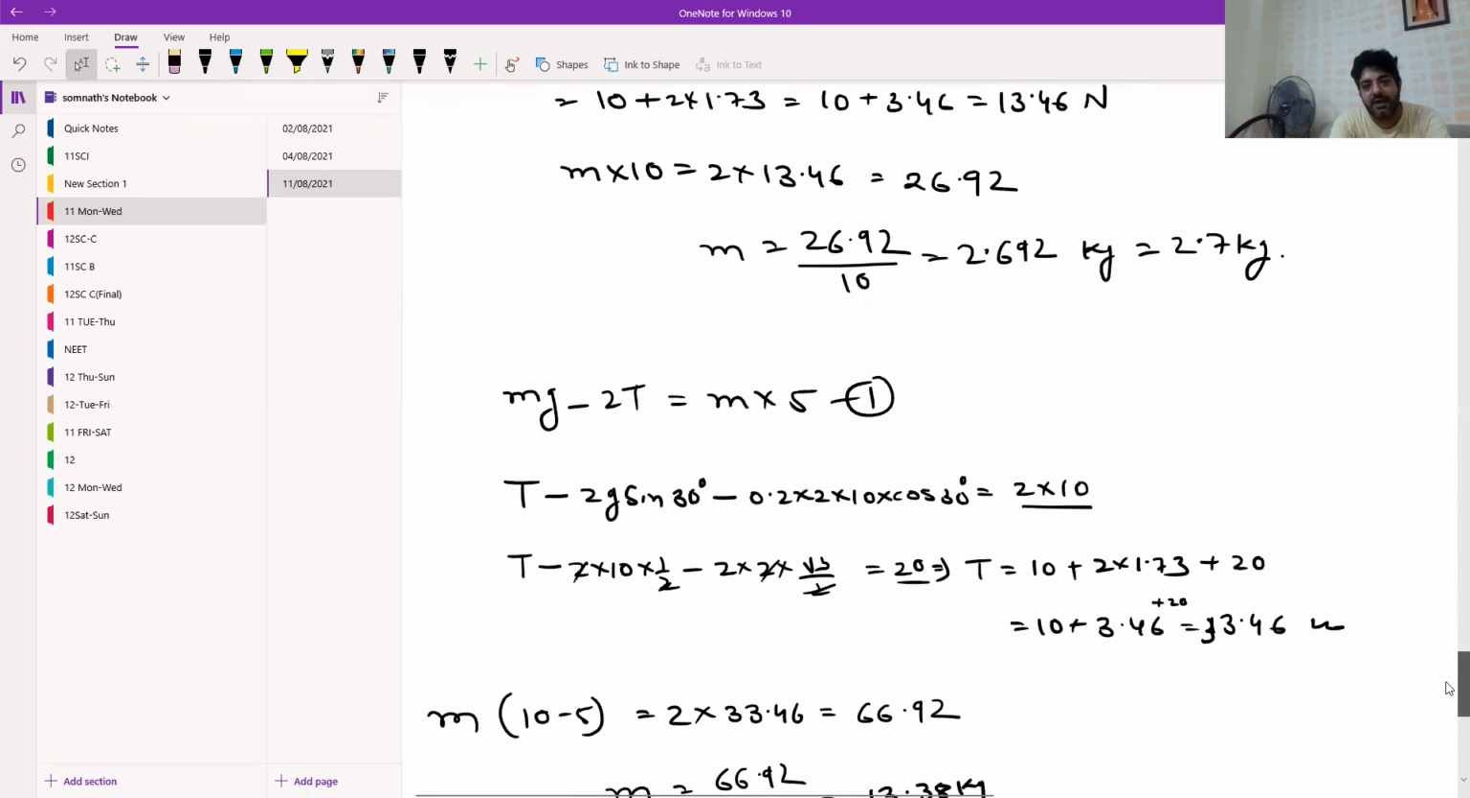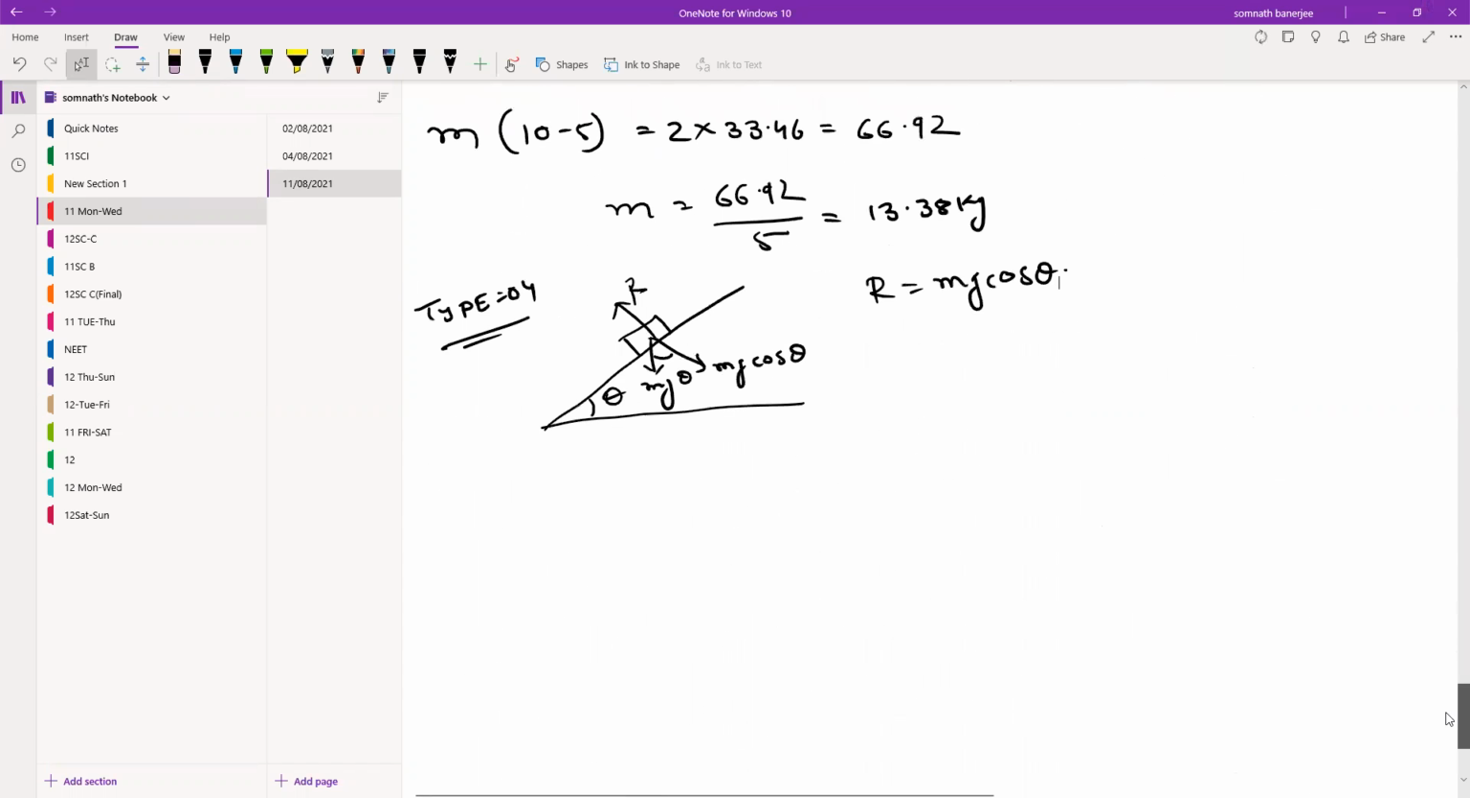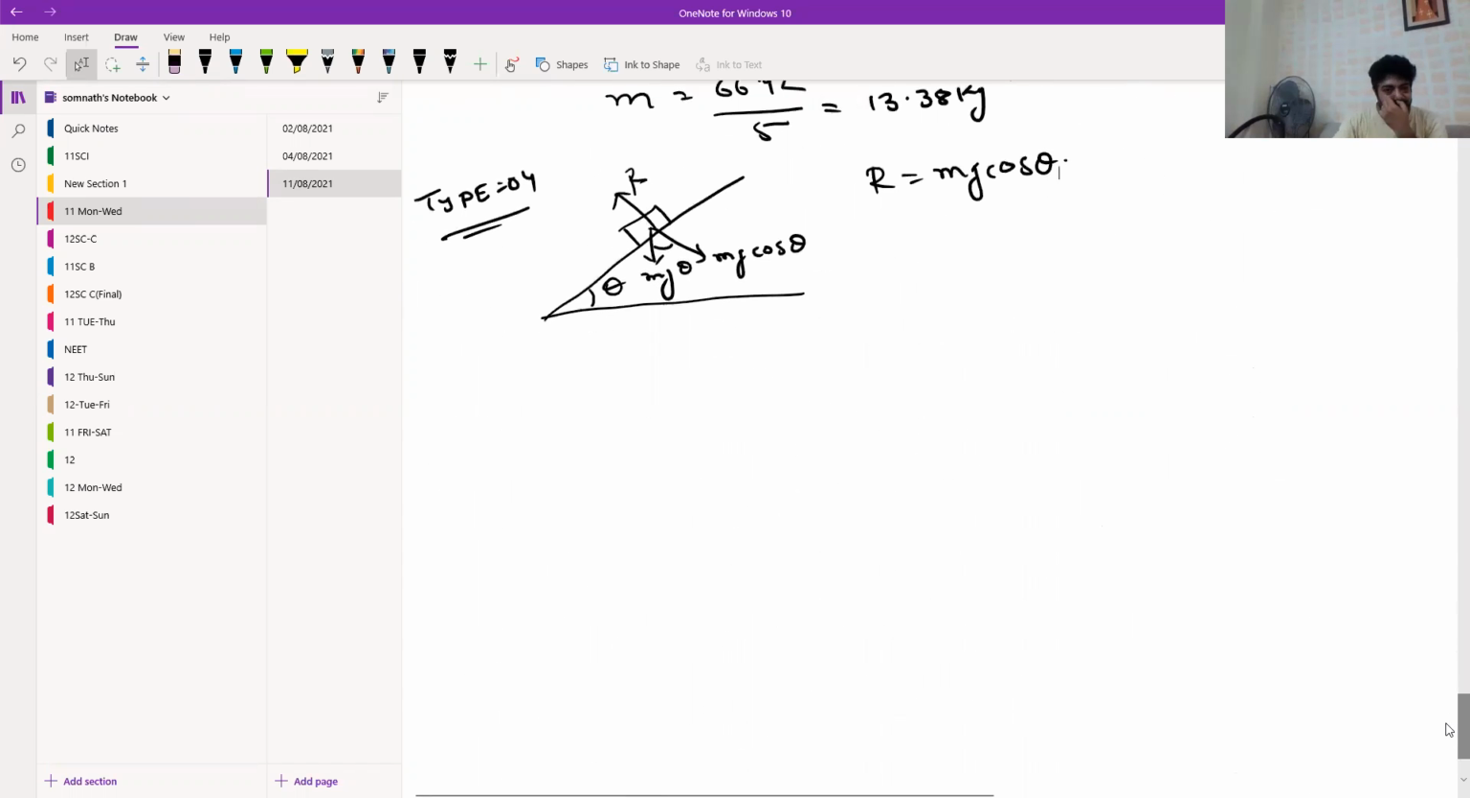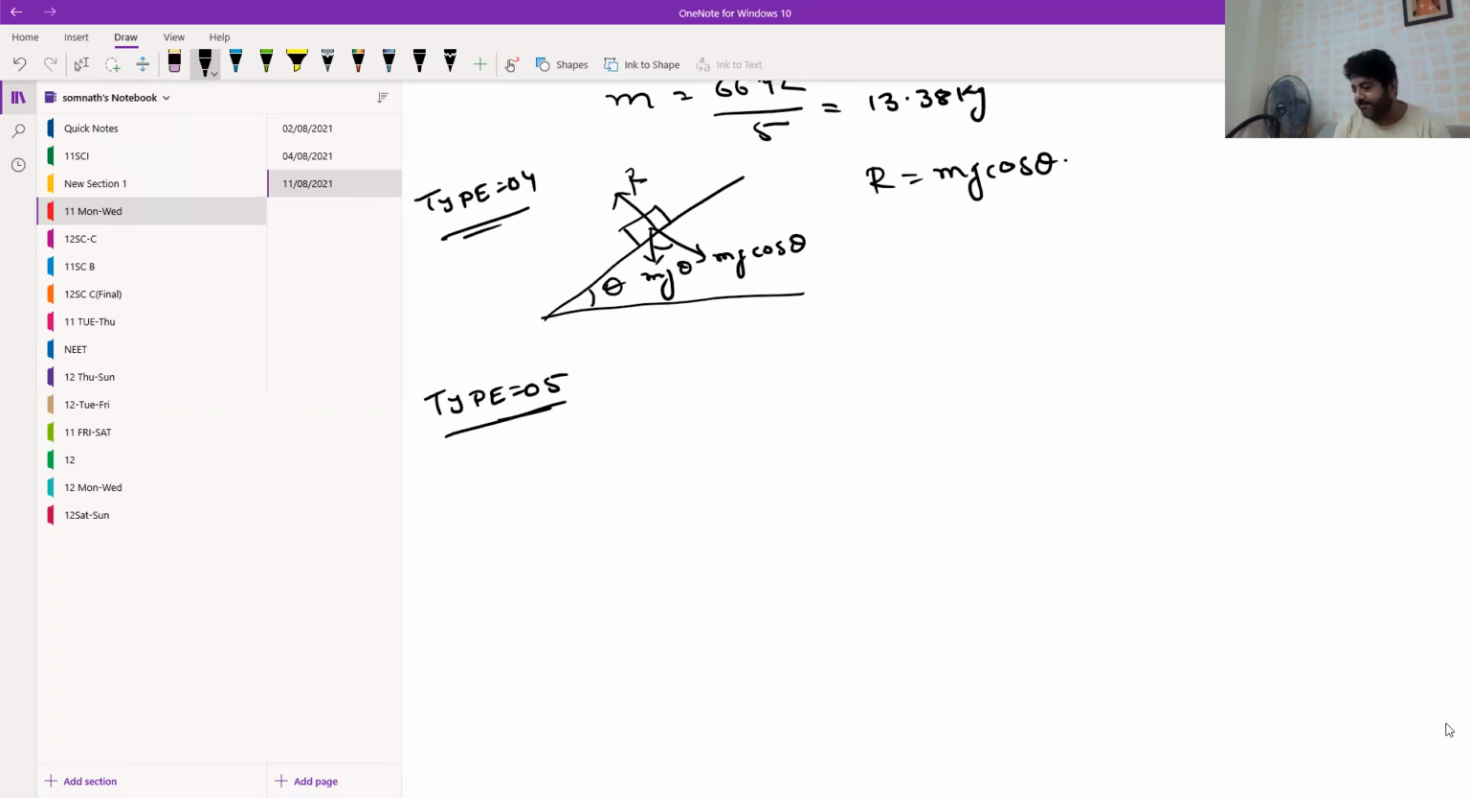Now I want to show you two different types, which are very, very important, and in terms of school exams also very, very important. Sometimes they give you in school a proof. That one I will show you, and another you try and tell me the answer. The first one I show you, type 5: suppose this is my inclined plane.